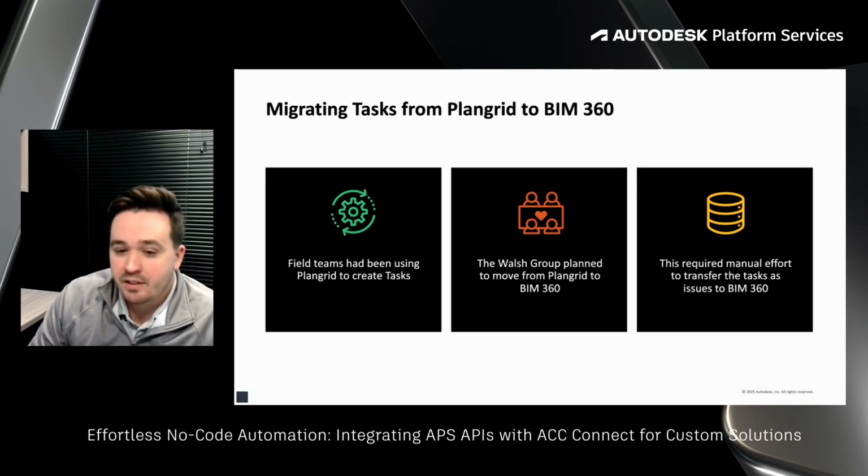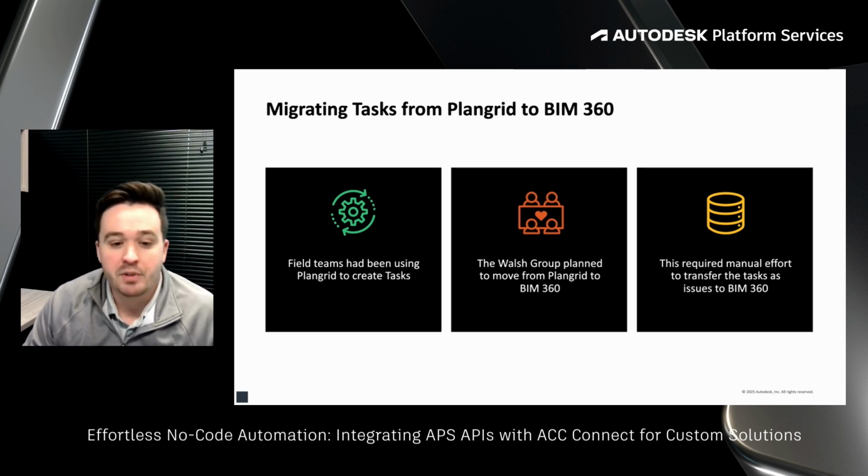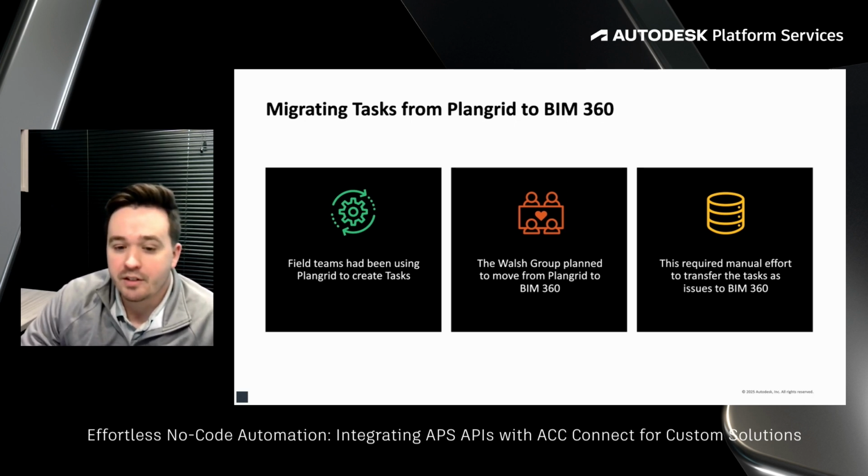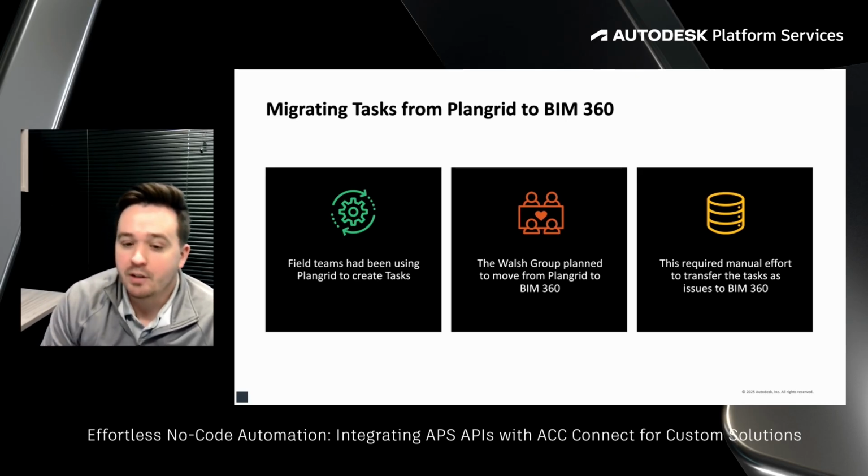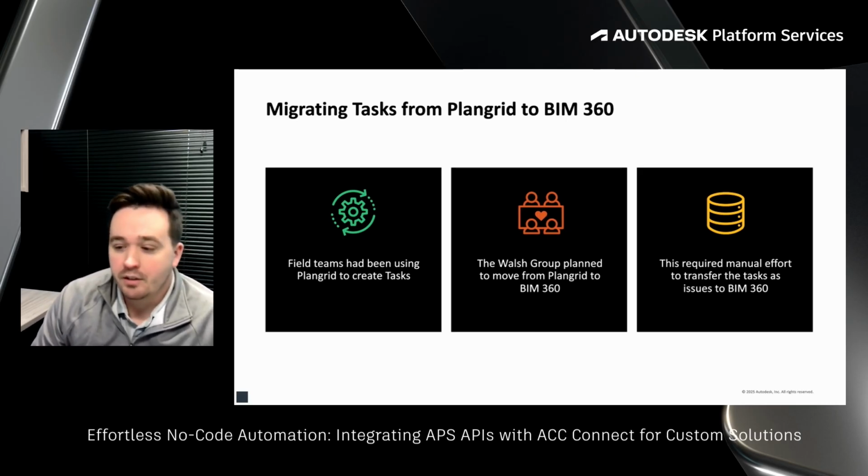So the team decided that moving forward, they wanted all punch list tracking to be done through BIM 360, and reached out to me to see if there was a way to migrate their existing PlanGrid tasks to create BIM 360 issues, essentially just move everything over to the new platform.